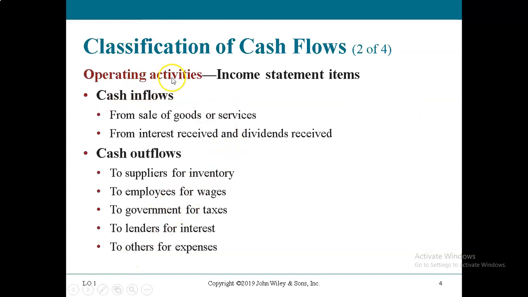So in the operating activities, again, it includes revenues, expenses, current assets, and current liabilities. You would include all of your cash inflows and your cash outflows. So here's a couple of commonly included items that would be in the operating activities section.